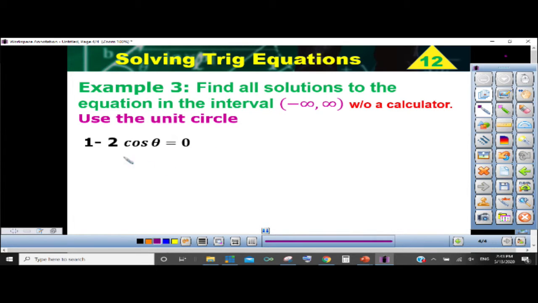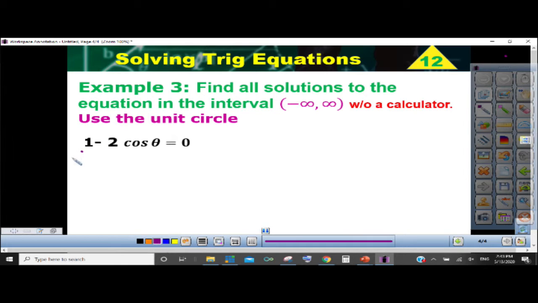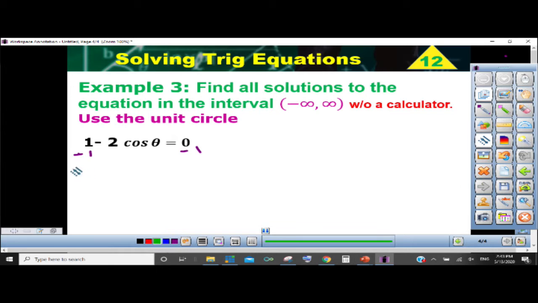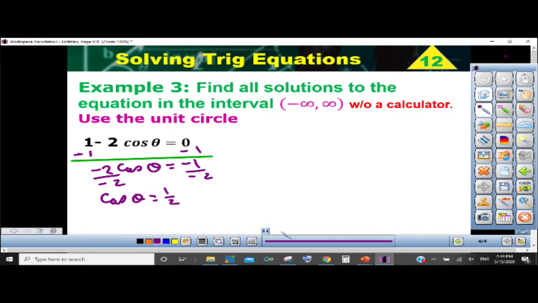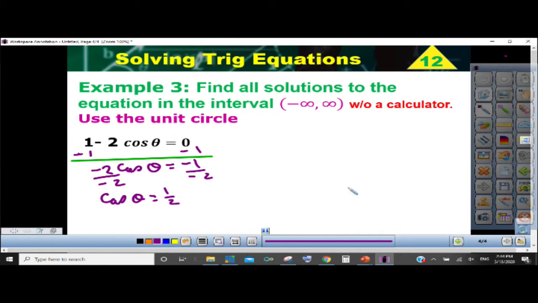So let's just clean things up a little bit here before we get started. I see 1 minus 2 cosine theta. I can't do anything about this yet before I get rid of that 1. So I'm going to subtract 1 from both sides in this case, which will give me a line like this, and I will end with negative 2 cosine theta equals negative 1. Okay, not bad. And now I can divide by negative 2. Cosine theta equals 1/2. Interesting.